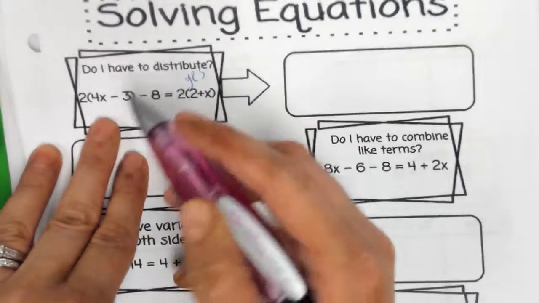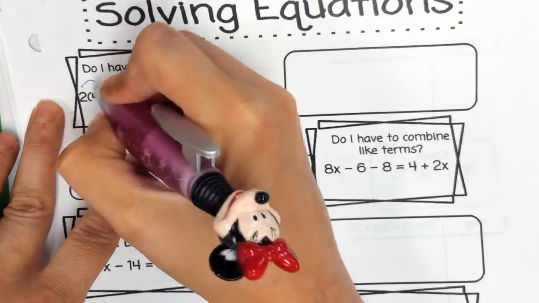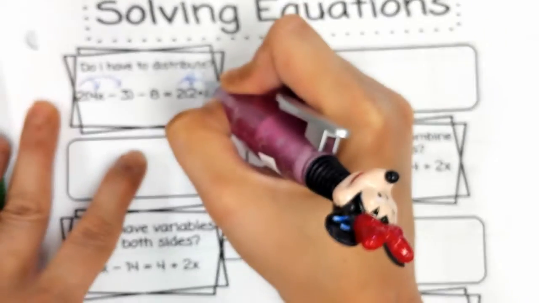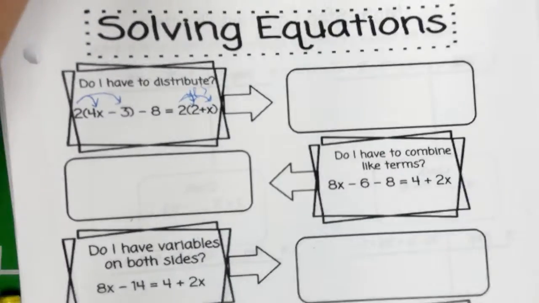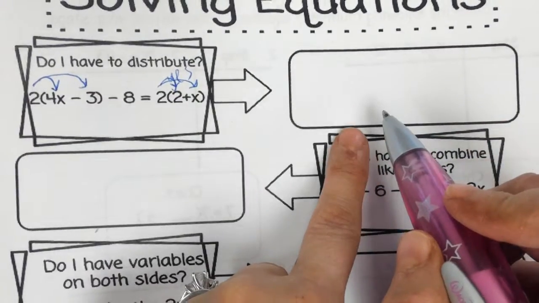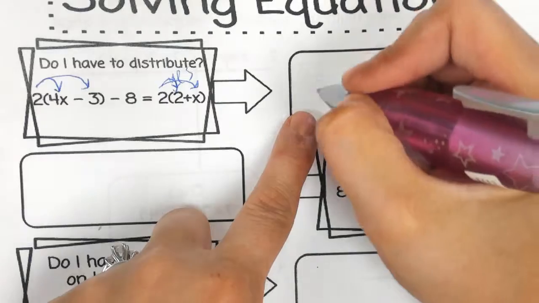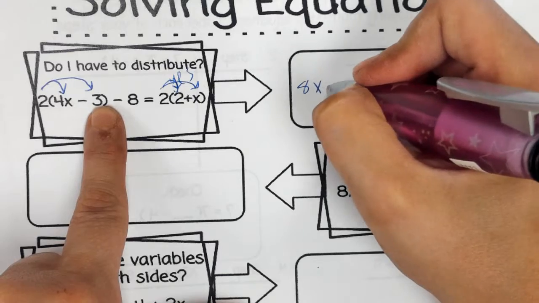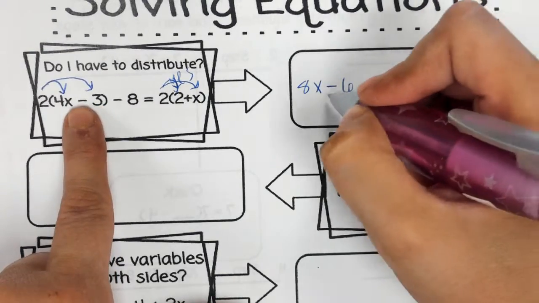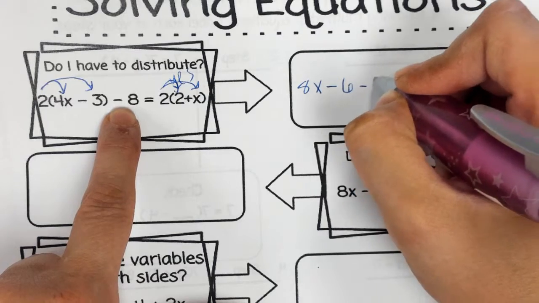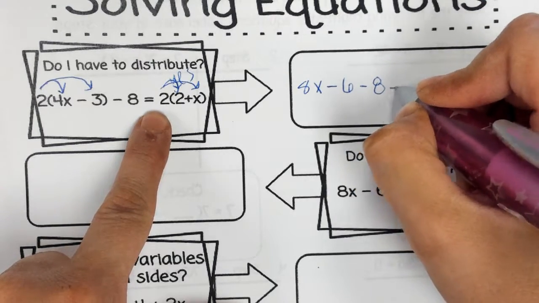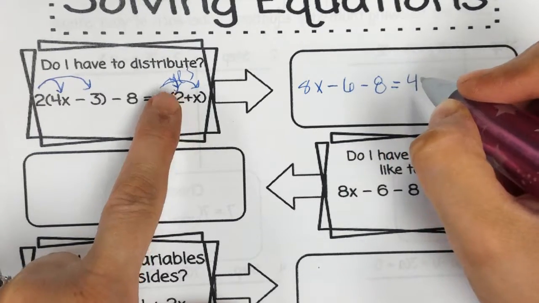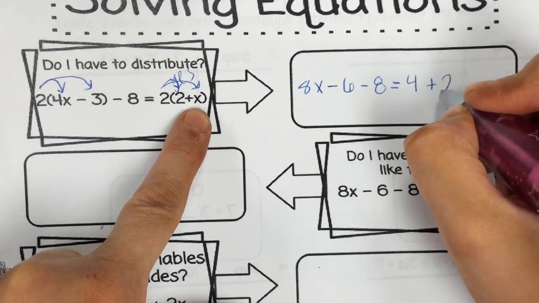So in this one, I actually have to distribute twice. I have to do 2 times 4x, 2 times 3, 2 times 2, 2 times x. Okay, I'm going to write my answer over here, how I did that. 2 times 4x is 8x. 2 times 3 is 6. And I keep this sign, 2 times negative 3, make it minus 6. Bring over the minus 8 is equal to, and I'm going to distribute again. 2 times 2 is 4. 2 times x, 2x.